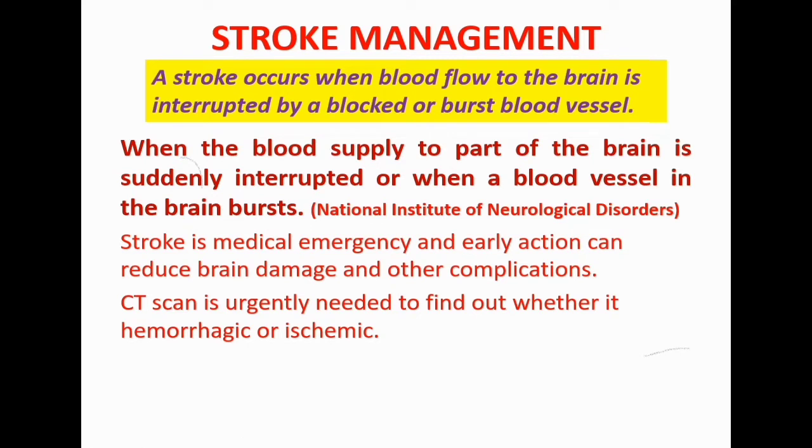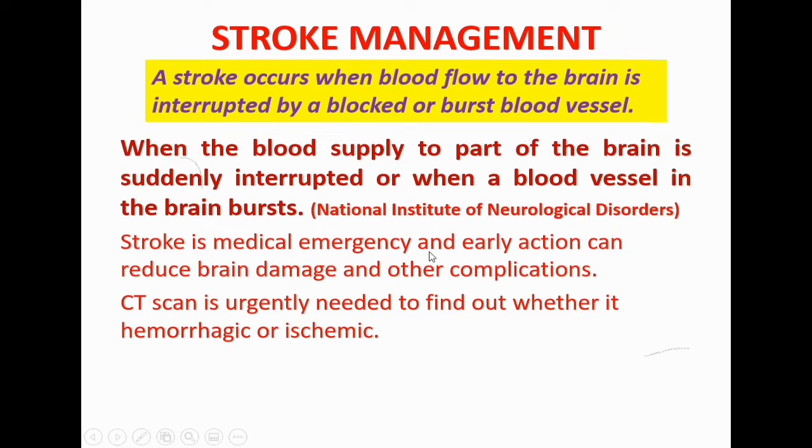It occurs when blood flow to the brain is reduced. This reduction of the blood flow may be due to the blockage of the blood vessels or the bursting of the blood vessel in the brain. So this reduction of the blood causes a deficiency of oxygen and nutrient supply to the brain, and thus the brain cells begin to die. When the blood supply to the part of the brain is suddenly interrupted or when a blood vessel in the brain bursts, this is called stroke according to the National Institute of Neurological Disorders.